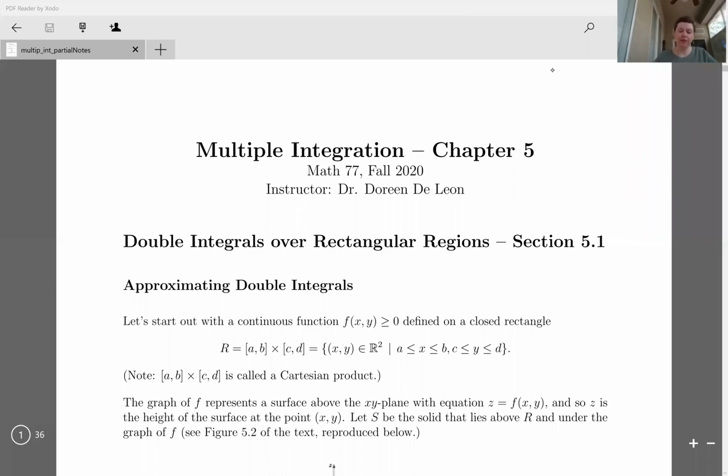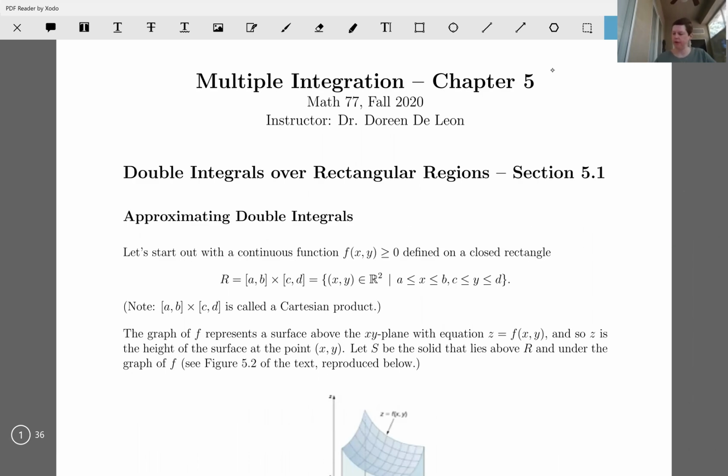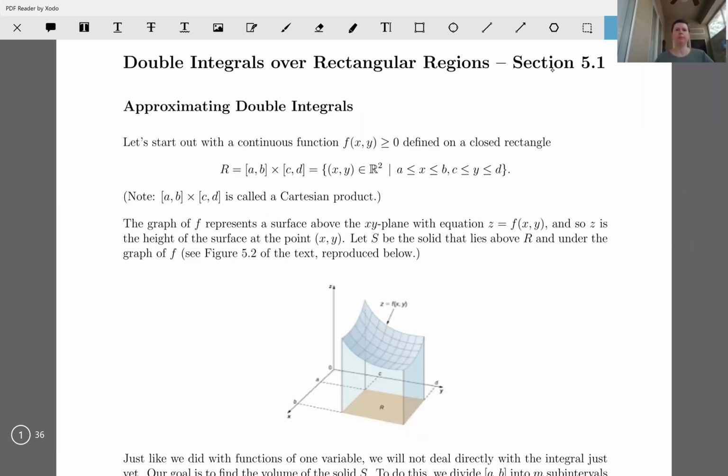Hello. For this video, we're going to be talking about multiple integration, which is pretty much what we're going to be talking about for the rest of the semester. So we're going to start with double integrals over rectangular regions. And we're going to begin the way we did in Calc 1. We're going to begin with just approximating double integrals first.